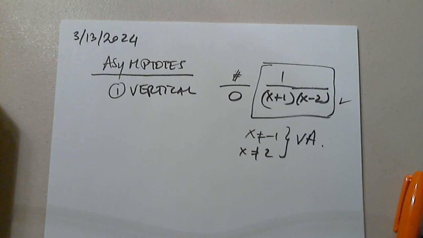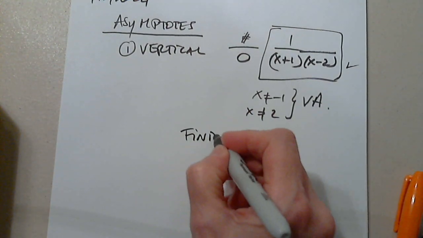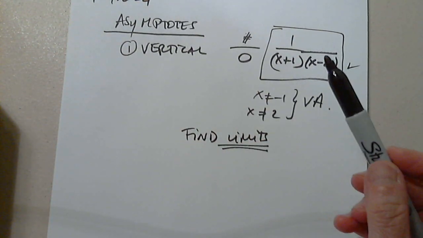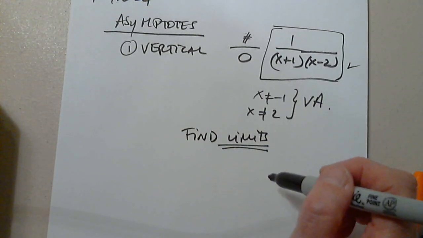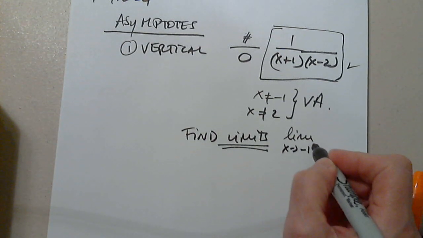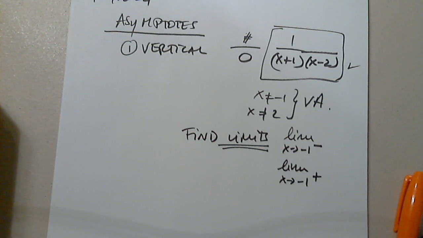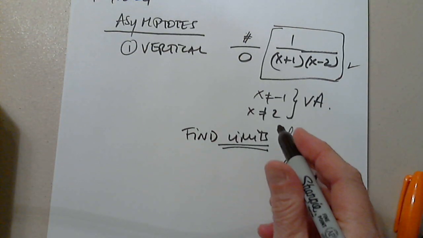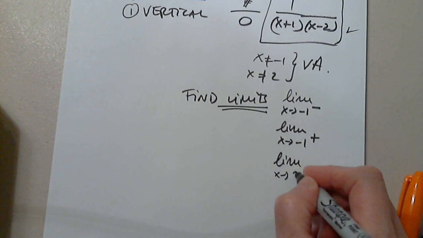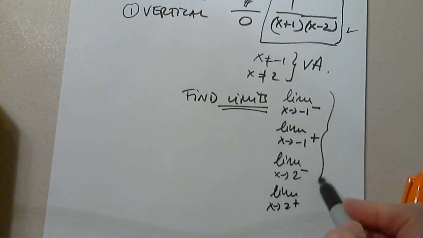So that was easy. Yes, we have to remember, find limits, always. So it's not sufficient to say x equals -1 is a vertical asymptote. No, I also have to find the limit as x approaches -1 from the left and the limit as x approaches -1 from the right. Of course, the same thing for 2. So limit as x approaches 2 from the left and limit as x approaches 2 from the right from the function, of course.